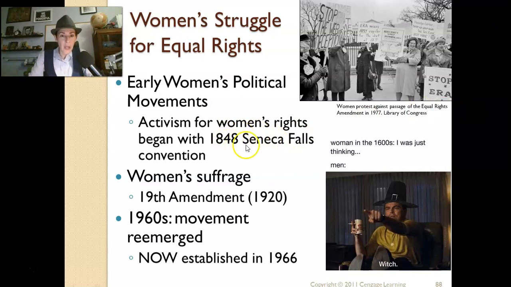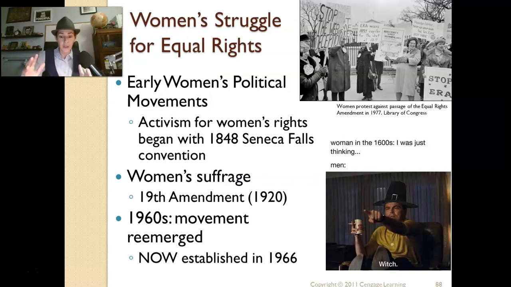I want to put out a date and an event for you. 1848, Seneca Falls Convention. There's a famous document that came out of that, and it was called the Declaration of Rights of Women. Basically, it's the Declaration of Independence, but things are substituted.